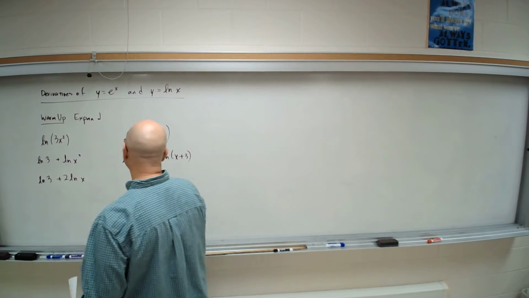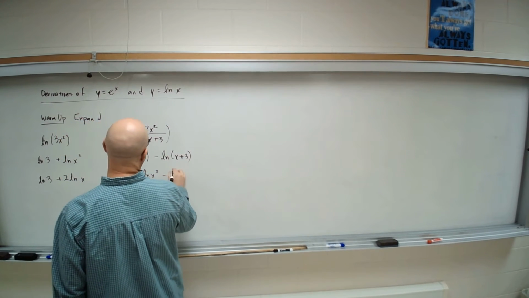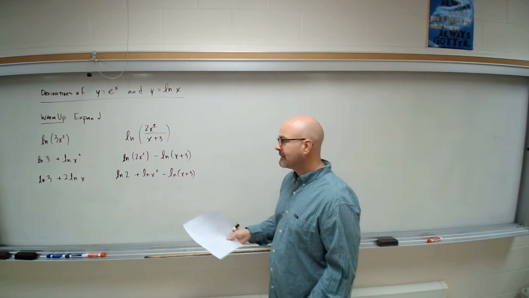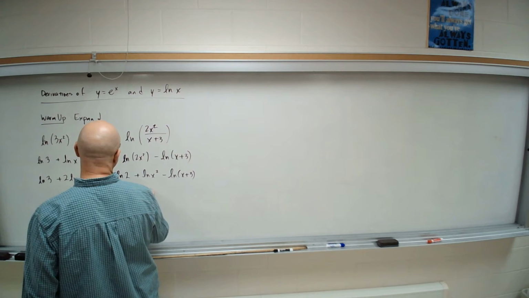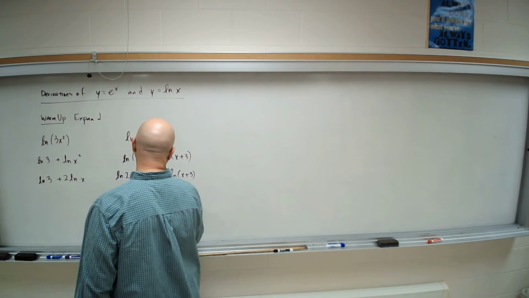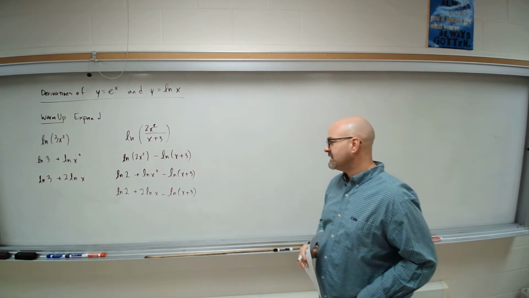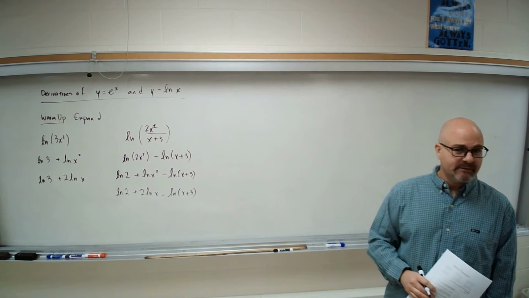So here we're going to get the natural log of 2 plus the natural log of x squared minus the natural log of x plus 3. And then we'll pull the 2 outside: the natural log of 2 plus 2 natural log of x minus natural log of x plus 3 is how we could expand that.